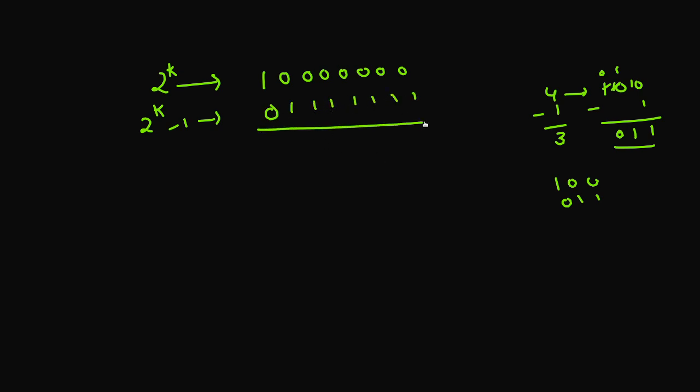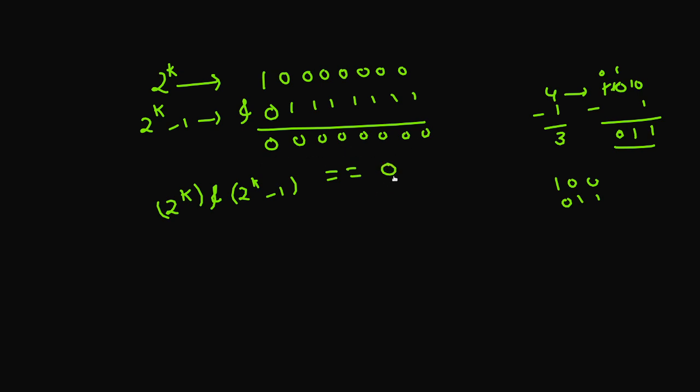Now what happens if I bitwise AND these two numbers? Of course, 1 and 0 is going to become 0, and since all the rest are zeros, I'll be obtaining all zeros here. So one property to notice is, if I take the AND of 2 to the power k with 2 to the power k minus 1, what I obtain is a 0.